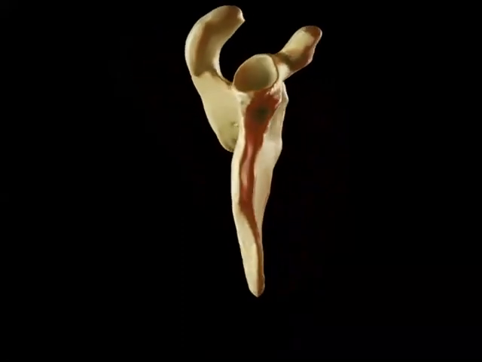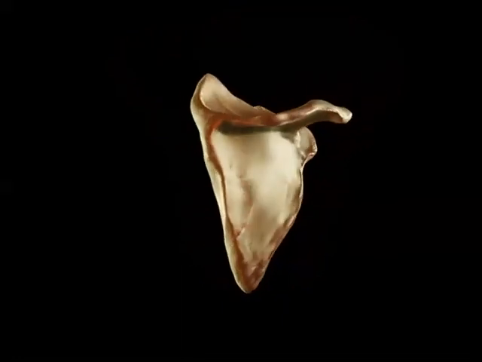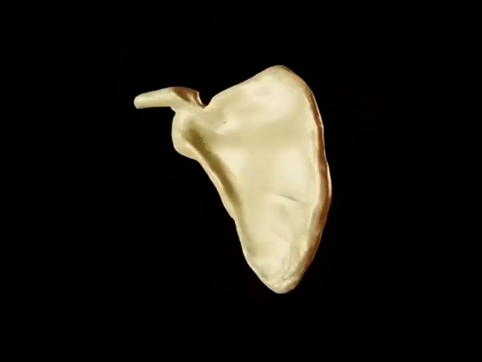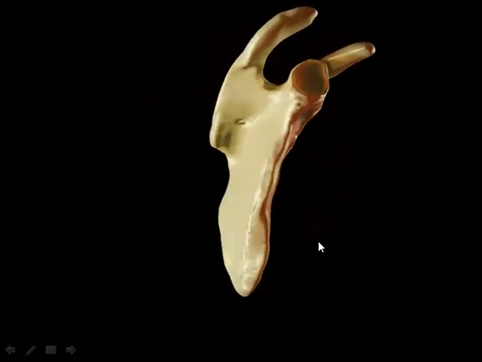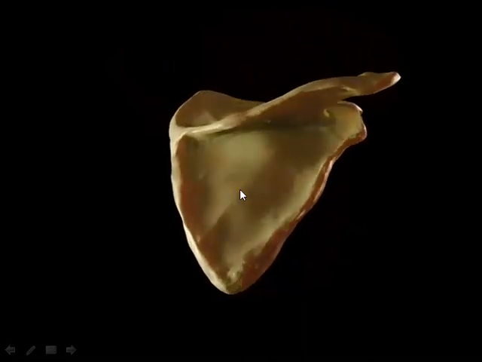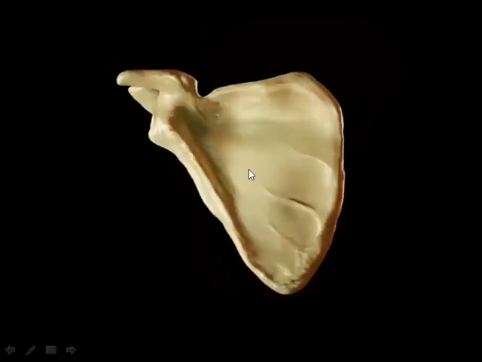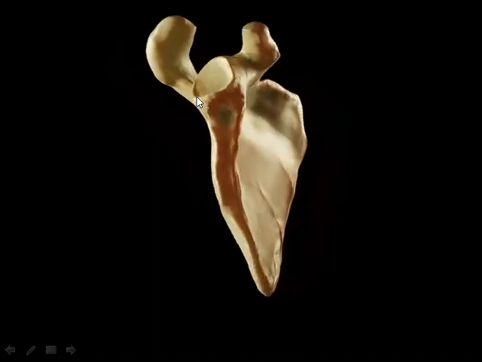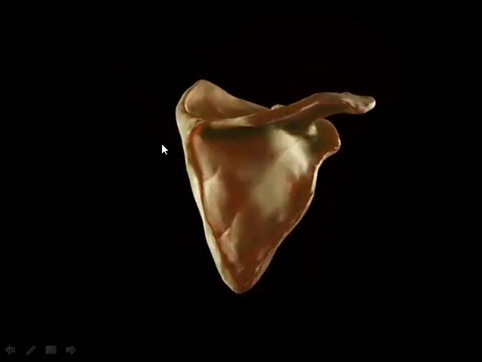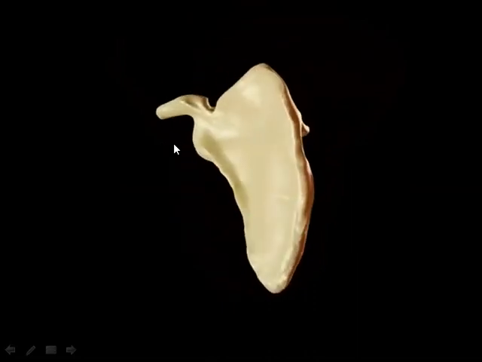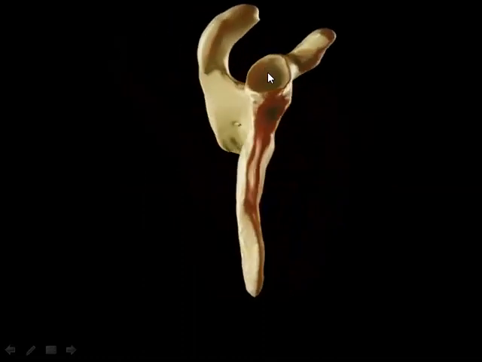This is the scapula bone, which is also called the shoulder bone or the shoulder blade. We all know that this is a triangular, flat bone, which is present on the posterior chest wall between the second and seventh ribs. It articulates with the acromial extremity of the clavicle and the head of the humerus. The head of the humerus articulates in this fossa, the glenoid fossa.